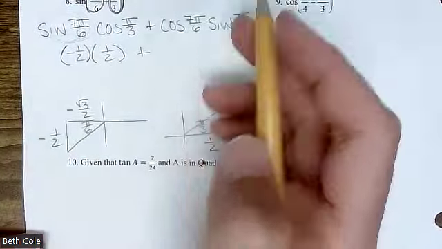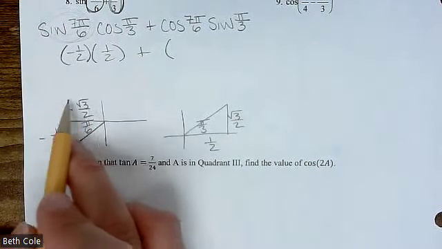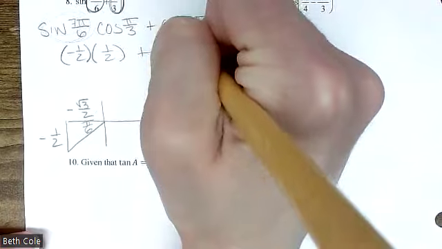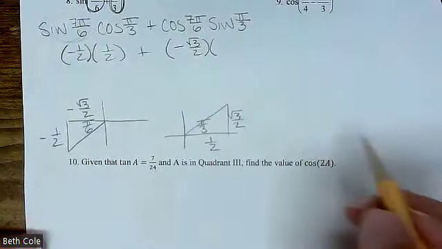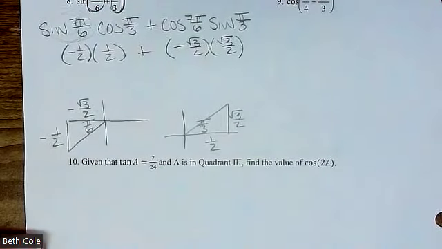Plus, all right, cosine of 7 pi over 6. So look at this picture. Cosine's the x part of that. So negative square root of 3 over 2. And then sine of pi over 3, square root of 3 over 2.